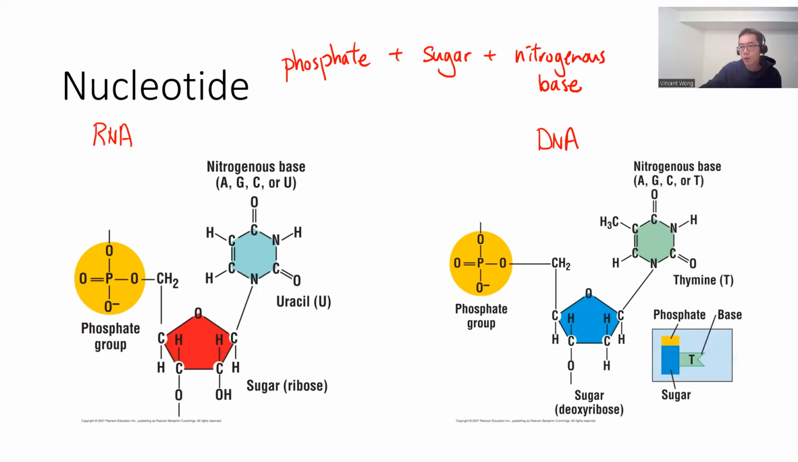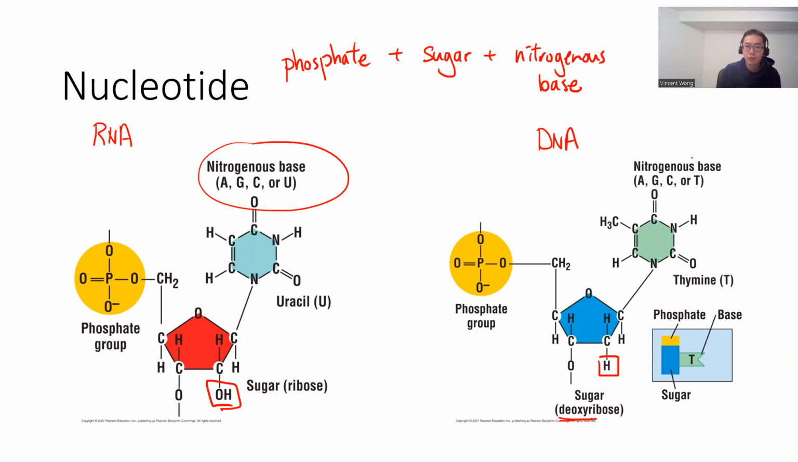Now, I'm never going to show you a picture and ask you to identify which one is which, okay? But if you take a look at the sugar here, they look exactly the same, right? The red and the blue. But over here at this particular location, the blue sugar is missing an oxygen. That's why it is called deoxyribose. Even though they both have a sugar, the one in DNA is missing an oxygen, so it's a deoxyribose.